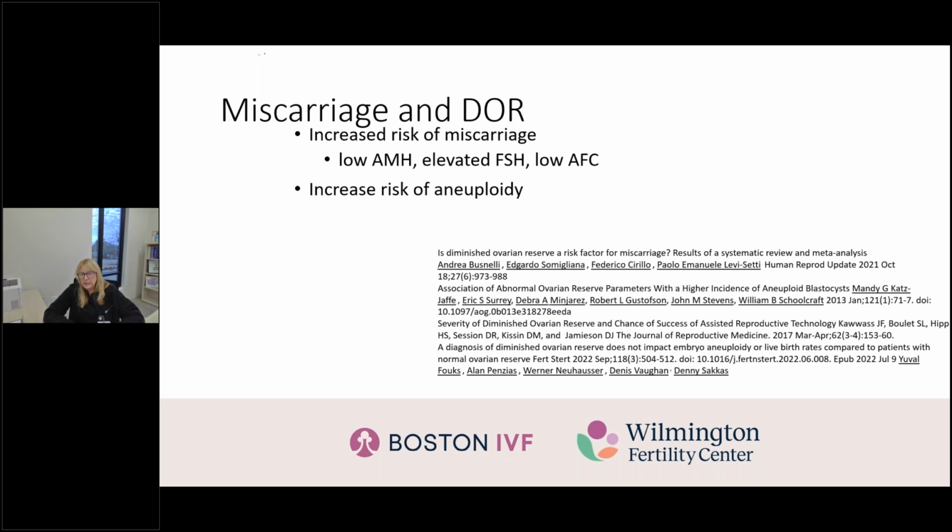We looked at this with the CDC data, patients with an FSH over 12, and there was a significantly higher rate of miscarriage, but it was small. And then there was a recent study from the Boston IVF group that came out in September and was chosen by SRM to be a journal club. They did not find an increased risk of aneuploidy in patients with diminished ovarian reserve. So a little bit controversial. It might have a slight increased chance of miscarriage, but it's probably pretty small.